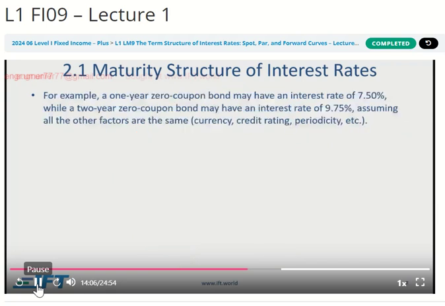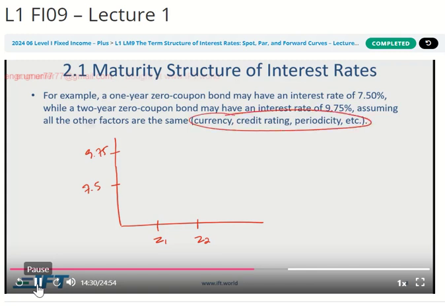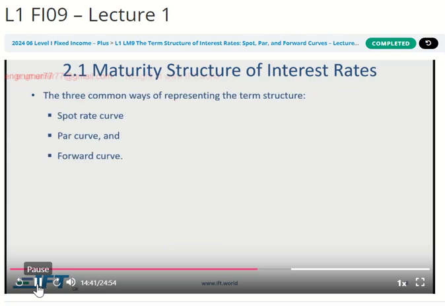Okay, so coming back to our spot rates. Let's say a 1 year zero coupon bond has an interest rate of 7.5%, whereas a 2 year zero coupon bond has an interest rate of 9.75%, right? Of course, assuming that everything else is the same, they are dollar government bonds, same credit rating, same currency, same periodicity, everything. So then what you have is an upward sloping yield curve, right? And using that, you can make the spot rate. We'll talk about par rates and forward rates shortly.